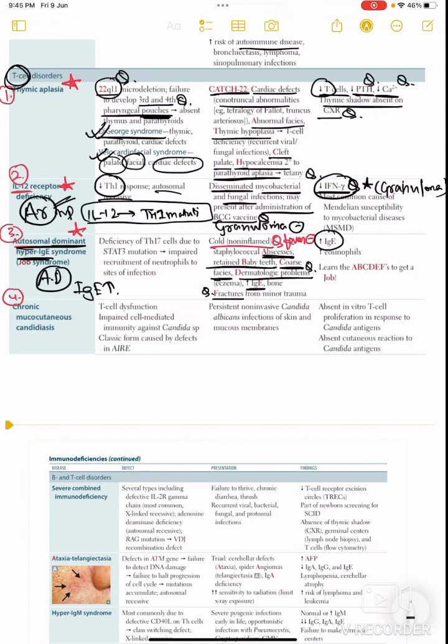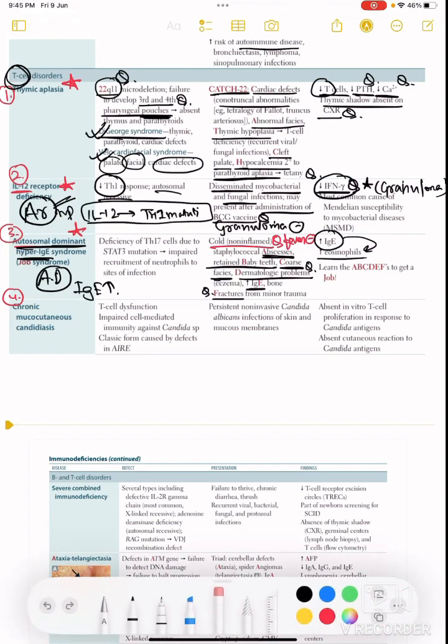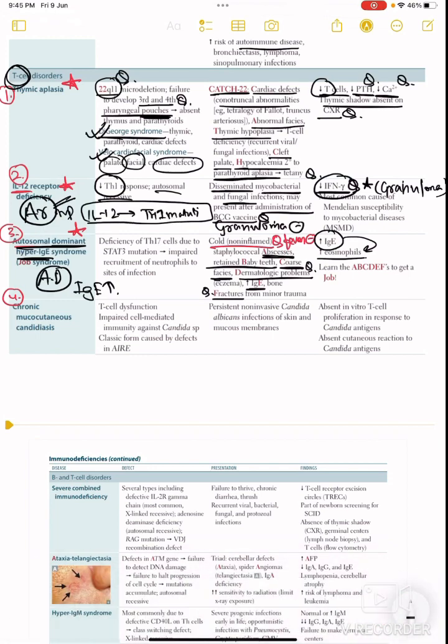In findings we will see increase in IgE because it is hyper IgE, and since IgE is increased, there is increase in eosinophils. What is the main cause of this particular Job syndrome? Deficiency of T helper 1 is the main thing, and STAT3 mutation. These things are asked in INICET.